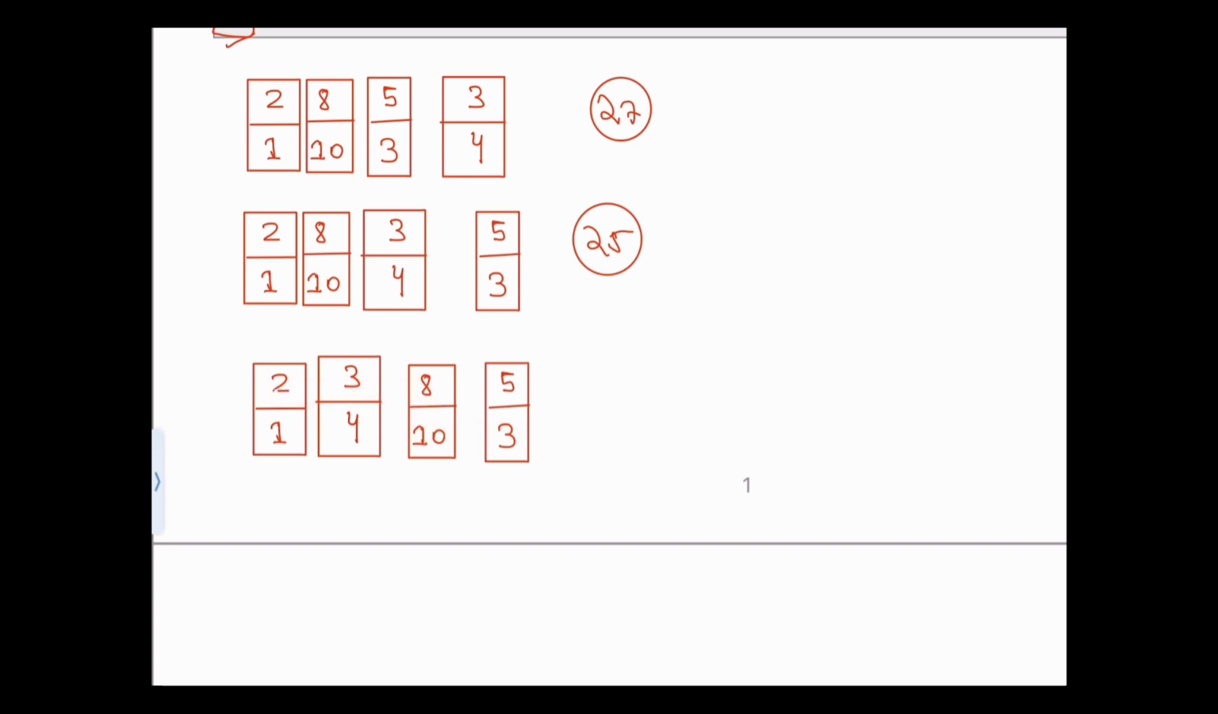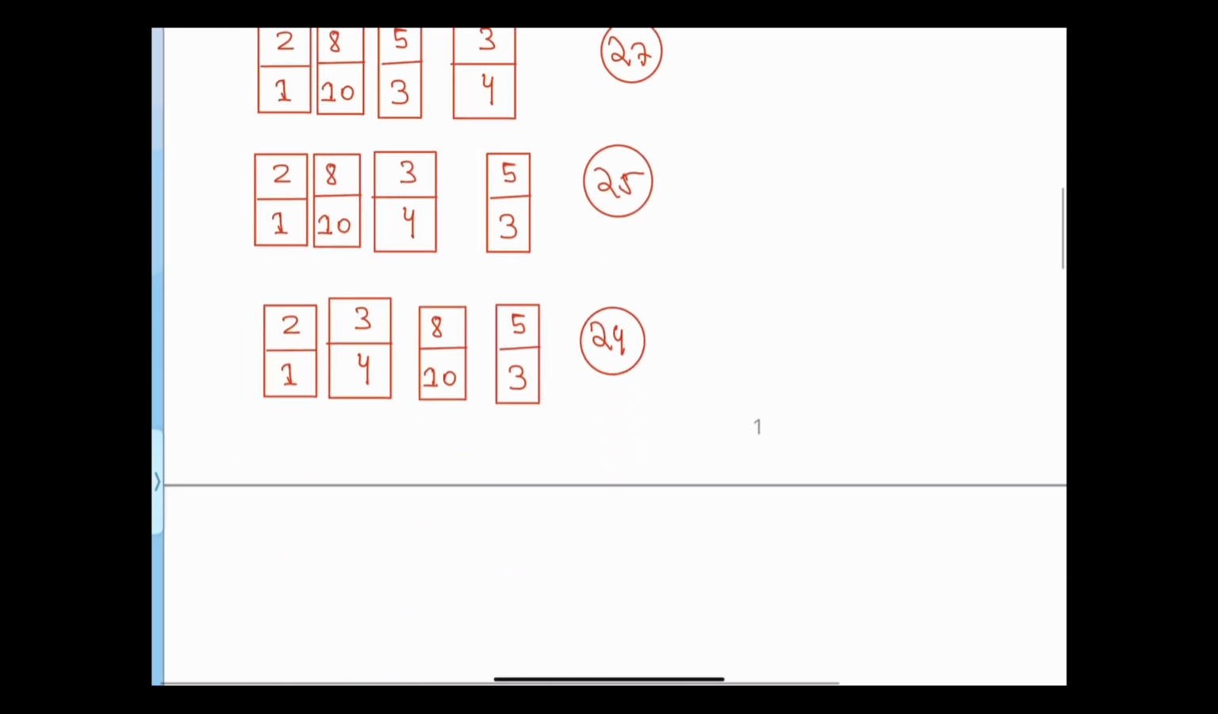If we choose this path, 2 plus 3 is 5, 5 plus 4 is 9, 9 plus 10 is 19, and then 23. So 24 is the maximum, I guess, for this particular path. Okay, but still we are not able to get 29, right?